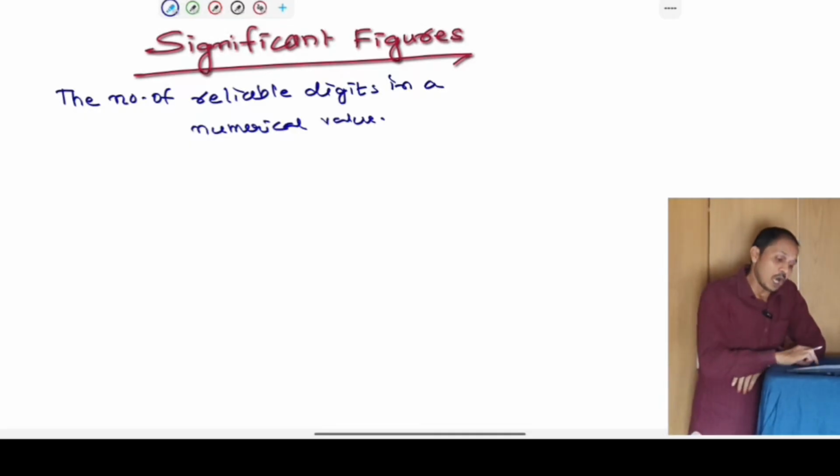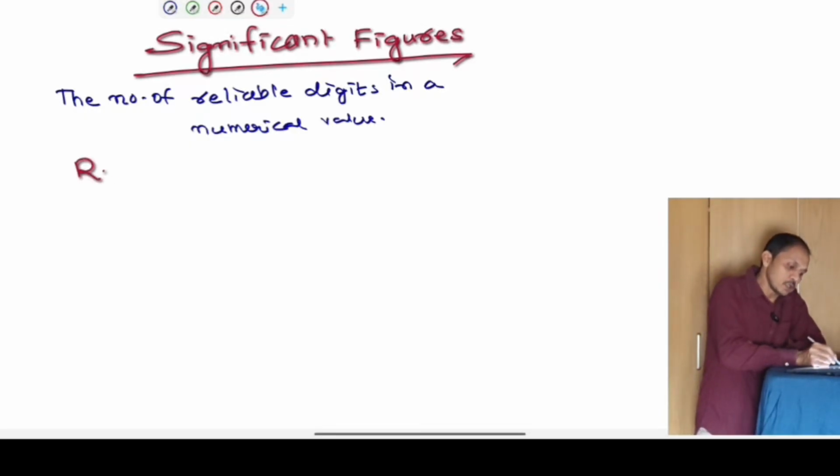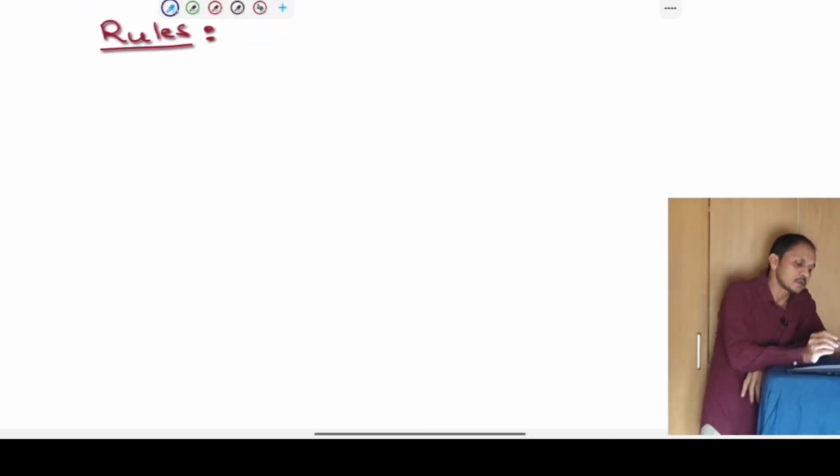Right? Now, how do you count how many significant figures there are? We have some rules to find out how many significant figures there are. Let us see. First rule: all non-zero numbers are significant. All non-zero numbers.